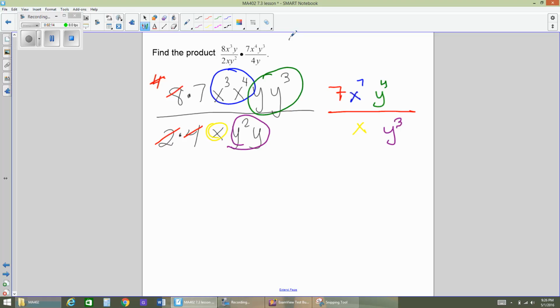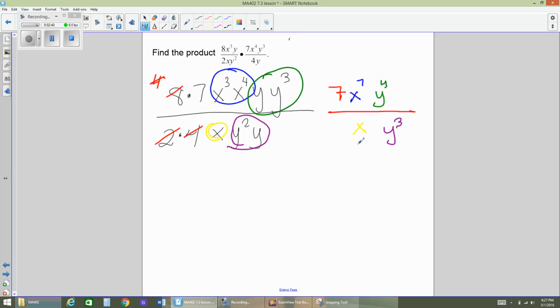So let's go over what we've done. First, we just wrote everything next to each other in the numerator and the denominator. Then we reduced or simplified out the constants, the numbers, the coefficients, and then we have simplified the variables. Now that we have done that, we are going to actually finish this off.